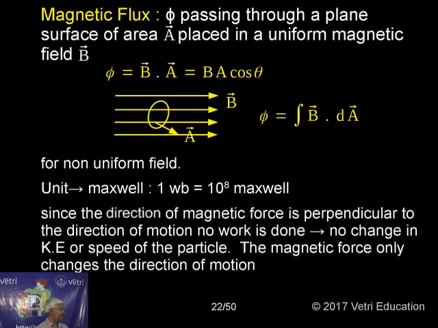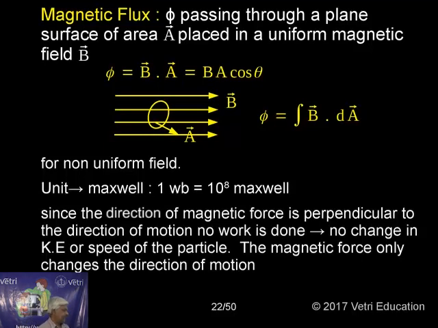The unit is Maxwell. For magnetic flux we usually use Weber, or Maxwell. 1 Weber is equal to 10 power 8 Maxwell. Usually we use Weber alone, but unfortunately in some central government NEET examinations, questions may be asked in terms of Maxwell. We have to know the conversion factor: 1 Weber is equal to 10 power 8 Maxwell.